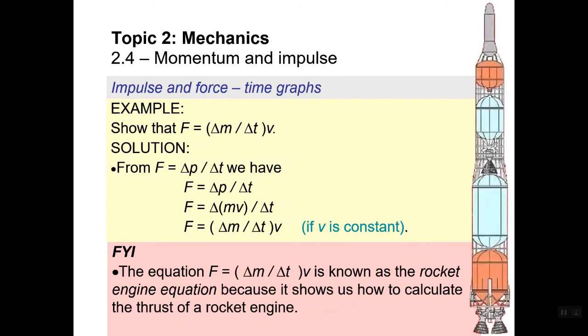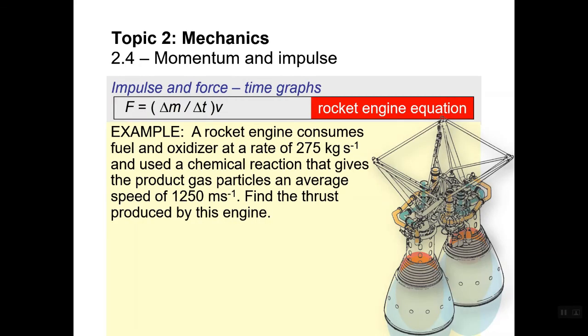The equation F equals rate of change of mass times a constant velocity is known as the rocket engine equation, because it shows us how to calculate the thrust of a rocket engine. A rocket engine consumes fuel and oxidizer at a rate of 275 kilograms per second. That is a rate of change of mass, and it uses a chemical reaction that gives the product gas particles an average speed of 1,250 meters per second. That's a constant velocity. Find the thrust produced by this engine.